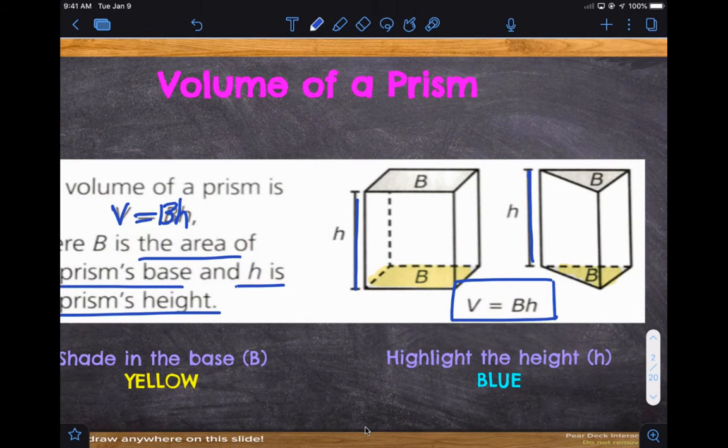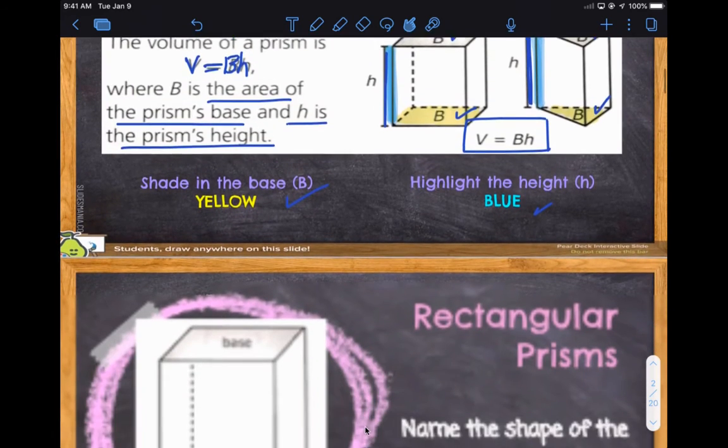Here it says shade the base in yellow, which I already did, and then highlight the height in blue. This is the height that we're going to use as a dimension to multiply. Quick note: height is the distance between the two bases. Here, the height is the distance between this base and this base, and here again, height is the distance between the two bases. That's how you can identify the height of the prism. Then we go on to the third slide.